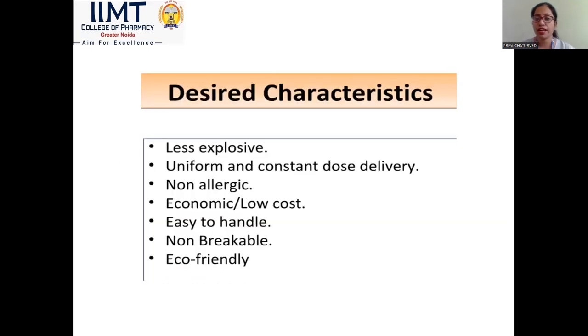Now, for aerosols, what are the desired characteristics needed? The aerosols which we prepare should be less explosive, should have uniform and constant dose delivery, should be non-allergic, economic, low cost, easy to handle, and eco-friendly.